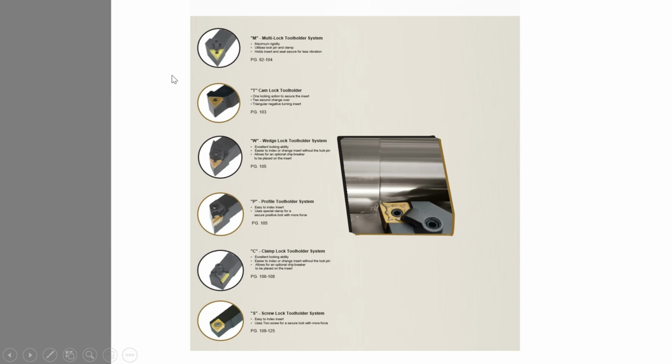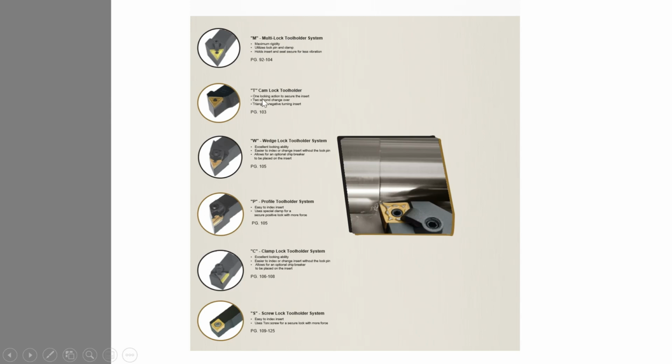So different types of tool holders are available: M type, T type, W type, P type, C type, S type. M is multi-lock, T is for cam lock, W is for wedge lock, P is for profile tool holder system, C is for clamp lock tool holder system, and S is for screw lock. Multi-lock means there is a clamp lock plus screw lock. The combination of C and S is a multi-lock tool holding system.